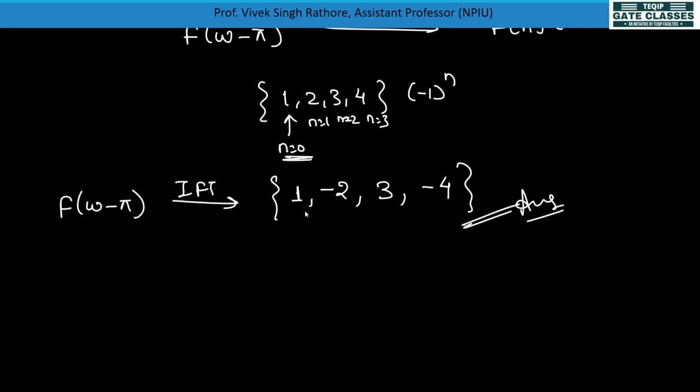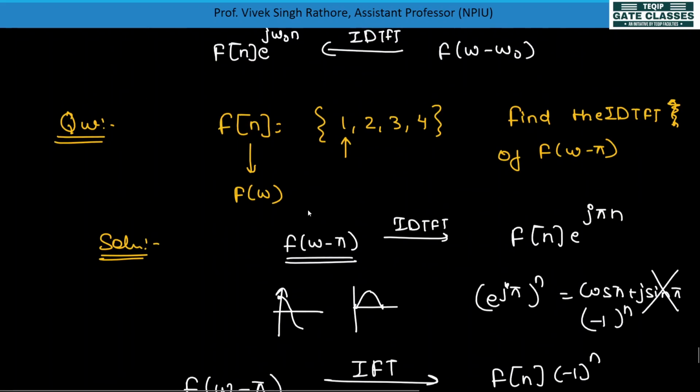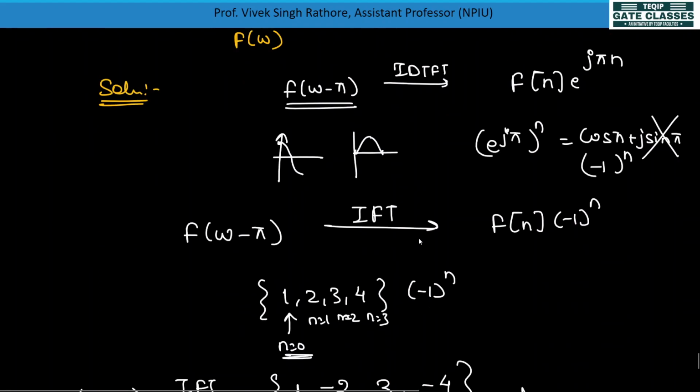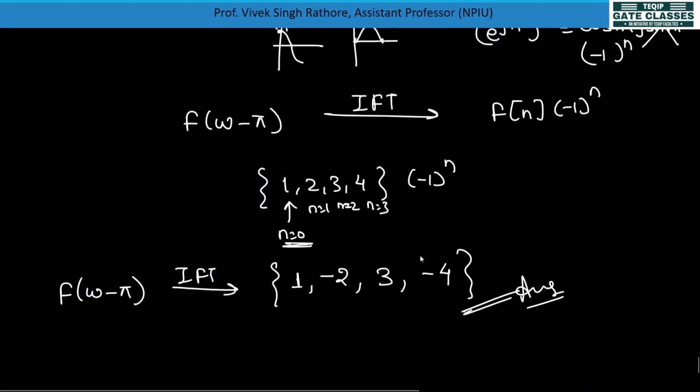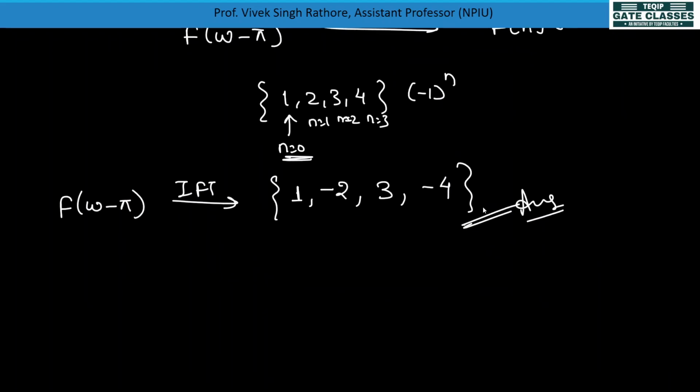So see, if you have been given f of n and you need to find the DTFT of some f of omega minus pi by 2 or something like that, it's very easy. You just need to do it like this, check the values and multiply, and you'll get the answer. So it's very easy.